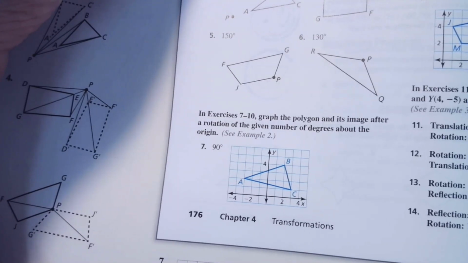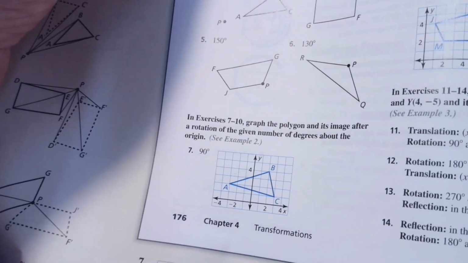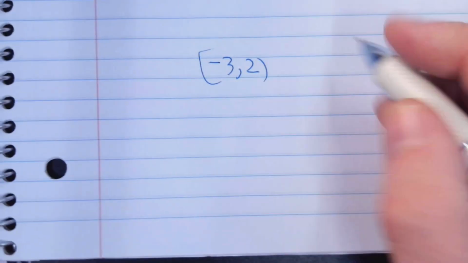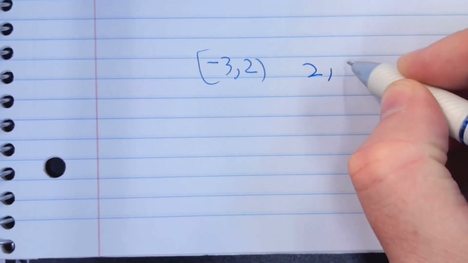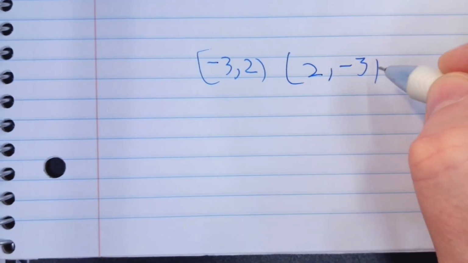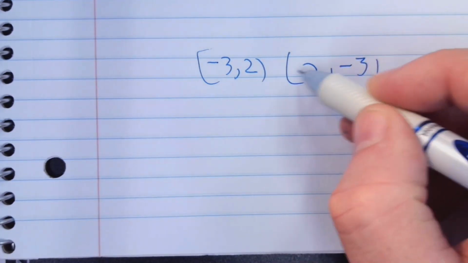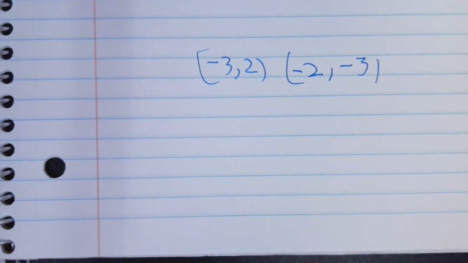And then I'm going to use my little formula and switch the order. So instead of negative 3, 2, which is the pre-image, I'm going to switch the order for 90 degrees. So that would be 2, negative 3. And I'm supposed to change the B to negative. So that's the point I would graph. Does that make sense?